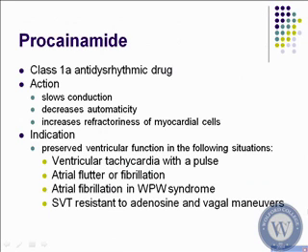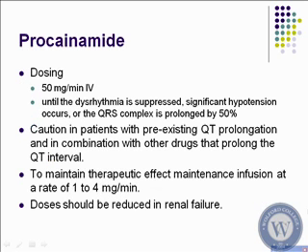Procainamide is a type 1A agent. It slows conduction. It's your fast sodium channel blocker. Indications are ventricular tachycardia with a pulse. Atrial flutter is really not something that most of us use procainamide for. We will use it for fibrillation, especially in WPW syndrome. SVT resistant to adenosine and vagal maneuvers may also be treated with this.